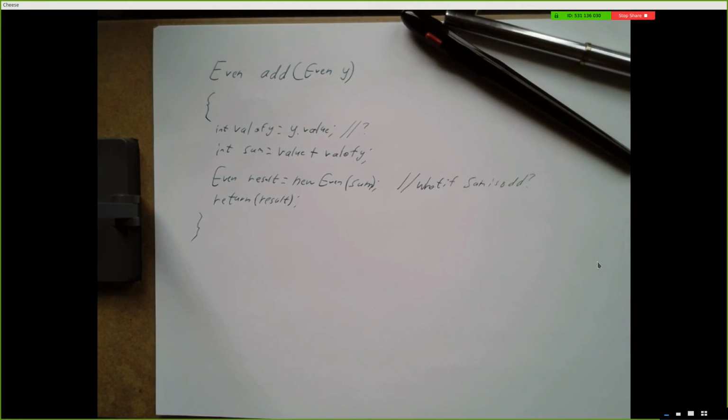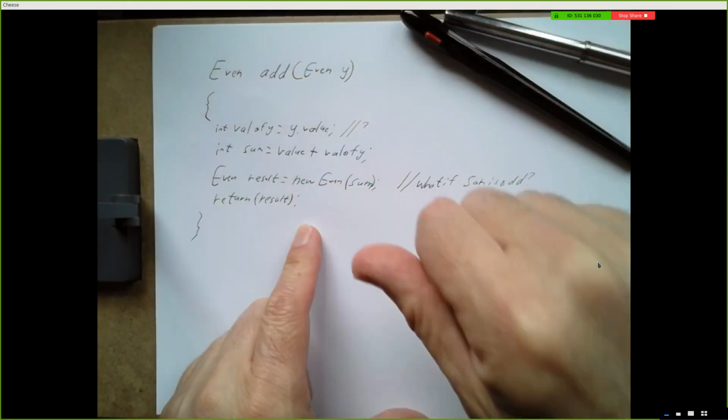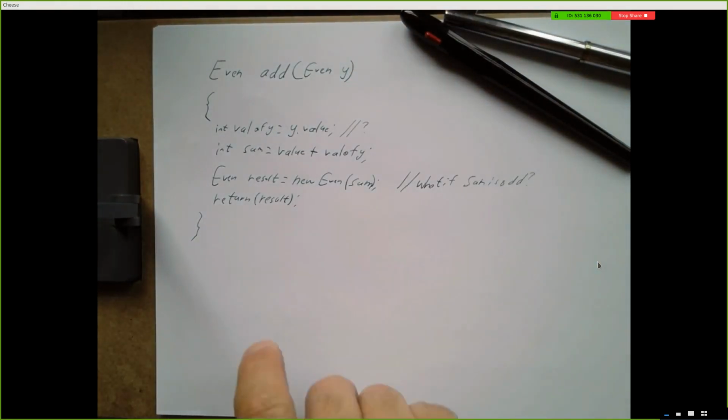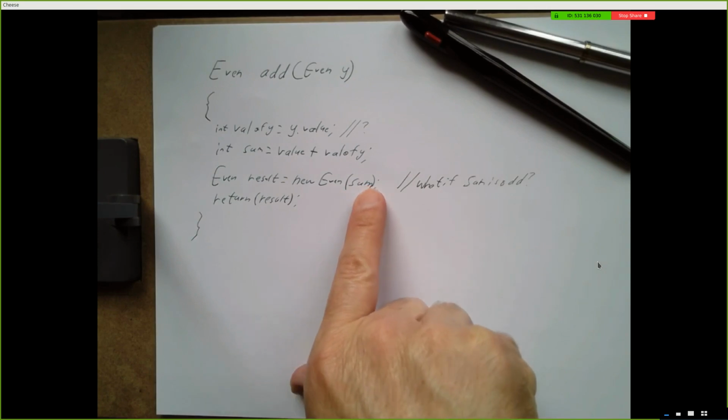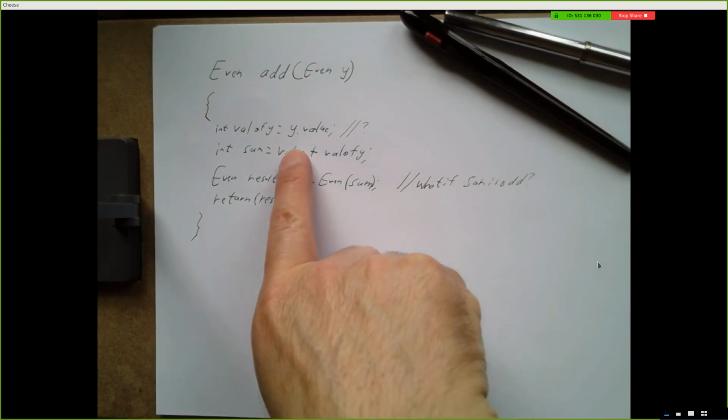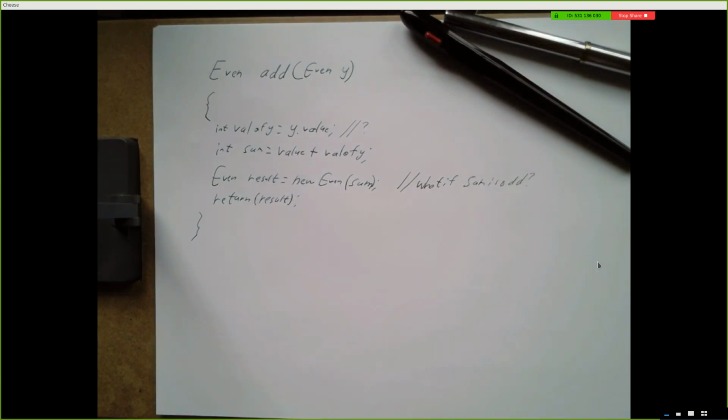But let me point out, you could write this in a single line of code. You could return new even(value plus y.value). Put that all in one line. But spell it out like this if you want, especially when you're first writing these methods and first figuring out how these pieces go together. But keep in mind, you can also combine stuff in steps, and it's useful to be able to do that sometimes.